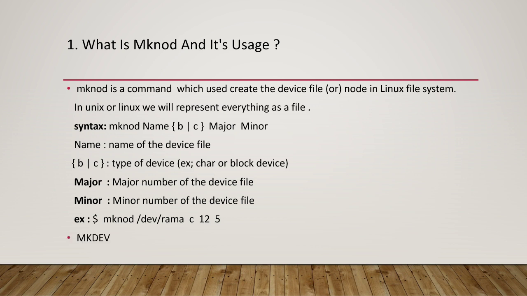An example is $ mknod /dev/rama c 12 5. So mknod takes an integer major and an integer minor, two parameters passed. This is how we use the mknod.